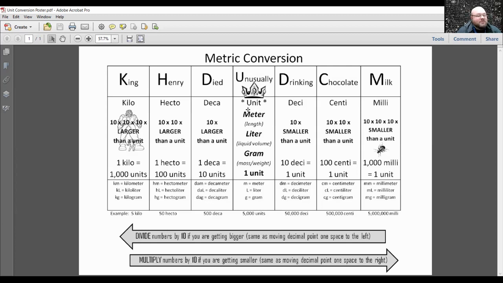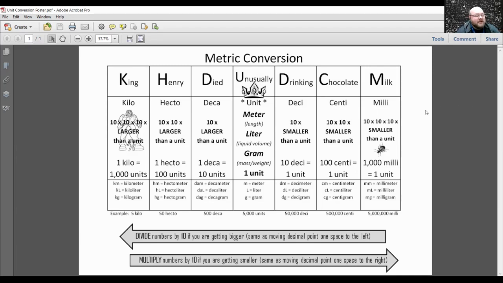You just had to move your decimal point, because each time you move it to the left, that's dividing by 10. Or if we went from kilometers to meters, that would be moving our decimal 1, 2, 3 spots to the right. That's the same as multiplying by 10 three times if you move your decimal spot 3 spots to the right.